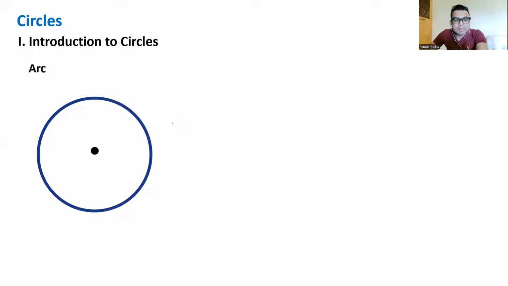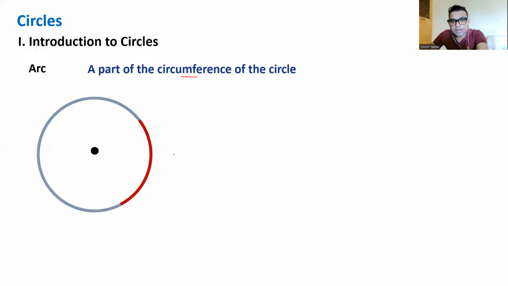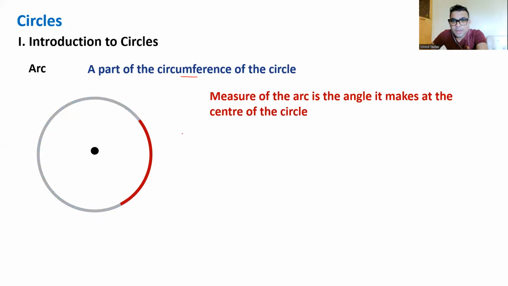Arc. Sometime back we had this word, equal chords cut off equal arcs. What is an arc? It's a part of the circumference of the circle. So this much is the arc. All right. Now, how do we define the measure of the arc? It is nothing but the angle it makes at the center. See this. So if we say measure of the arc, it should click immediately that the end points of the arc are making some angle at the center. So the center is like the vertex of that angle, and whatever that measure is, that will be the measure of the arc.